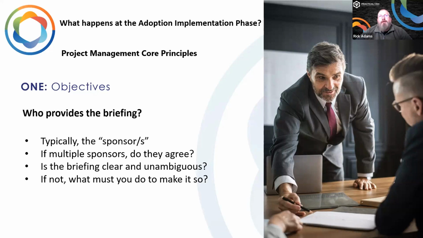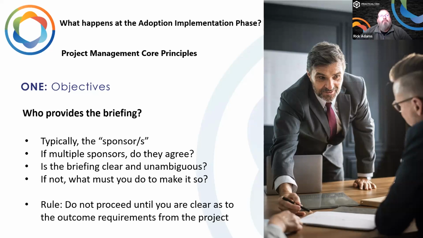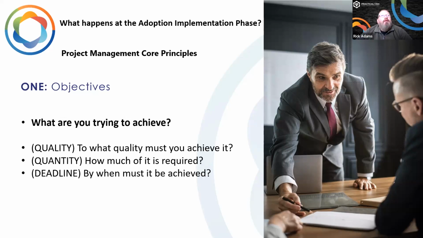So who is the person, or who are the people deciding what this project does and doesn't include? Have they given us a clear, unambiguous briefing? And the way to check that is by briefing them back. So they brief us, and then we brief them back and say, okay, I want to check. Tell me, is this correct? This is what you want. And if not, what do you need to do to get to that stage where you have a clear, unambiguous briefing that everybody has signed up to and agreed? So that's the first step. Don't proceed until you're clear.